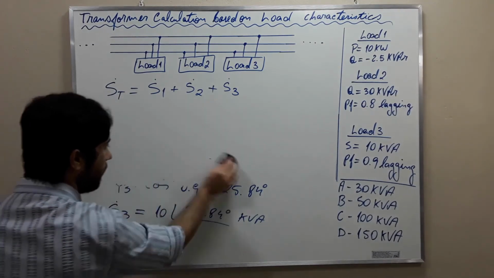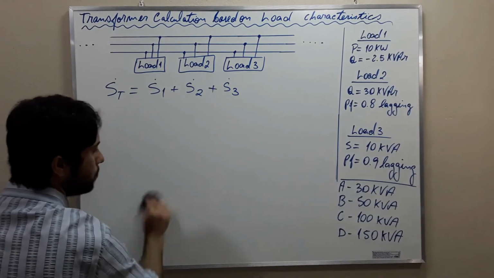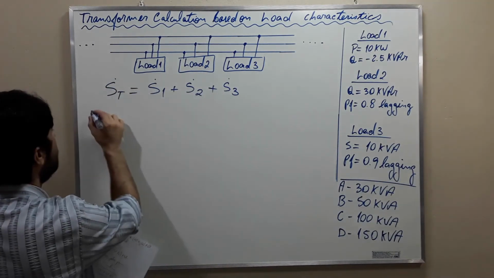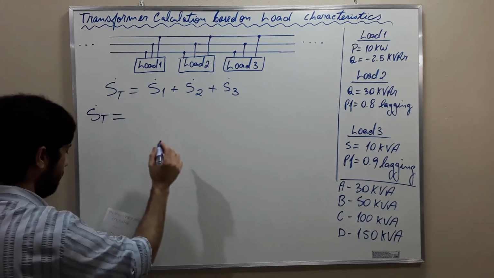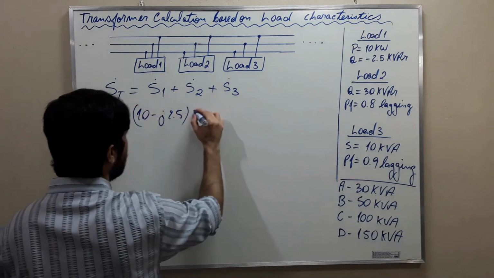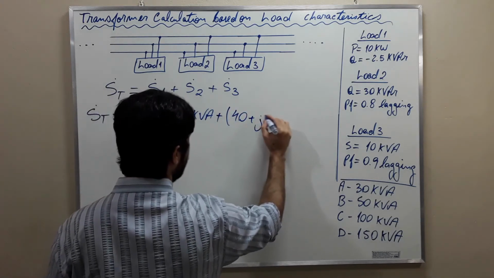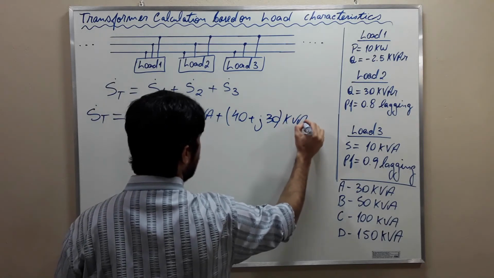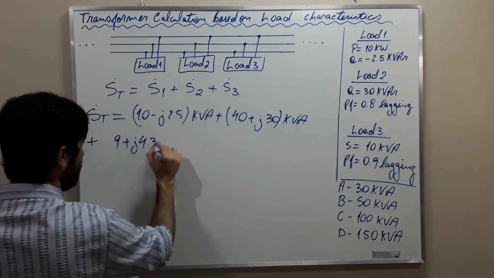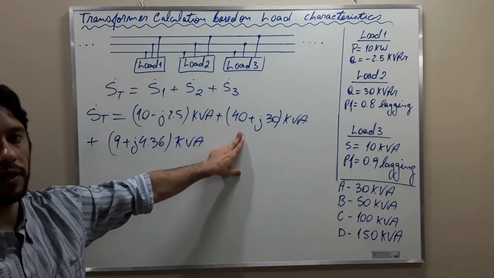All right, guys. Very good. Okay, now the power of the transformer will be 10 minus J 2.5 kVA plus 40 plus J 30 kVA plus 9 plus J 4.36 kVA. Here it is in the Cartesian form.